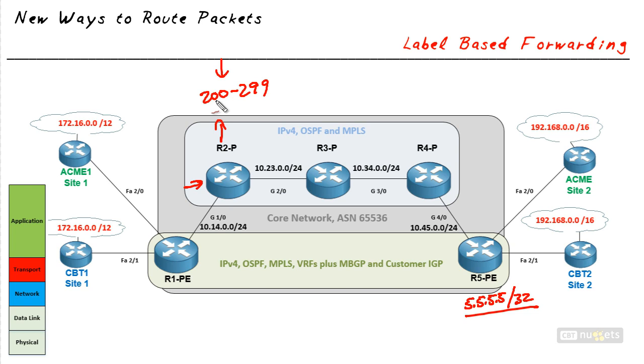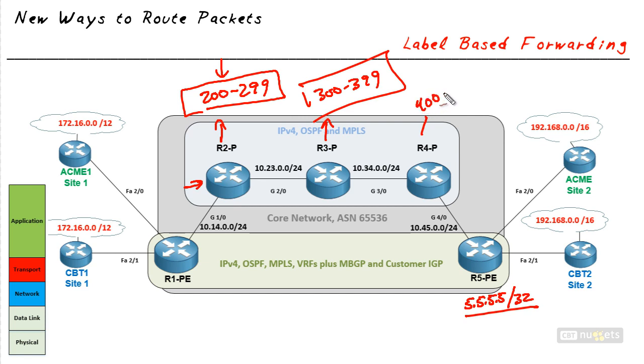Now, the problem with a small range like that in a production environment is if you have thousands of routes, you're going to be expecting thousands of labels, a separate label locally generated for every route that a router has in the routing table. So for this lab environment, I'm going to artificially constrain these to very small numbers. And R3 will be, for example, 300 through 399. And R4 will be 400 through 499. And we'll use that same logic for R1 and R5 as well.